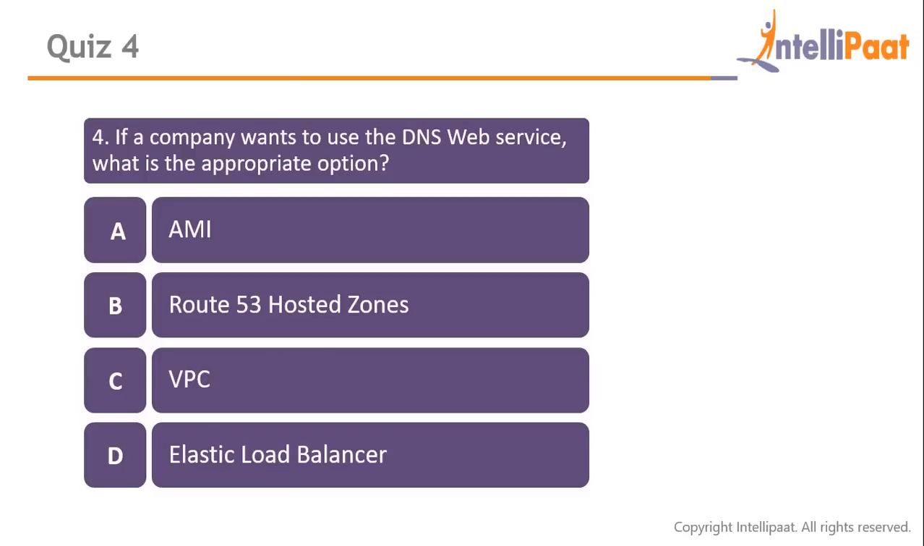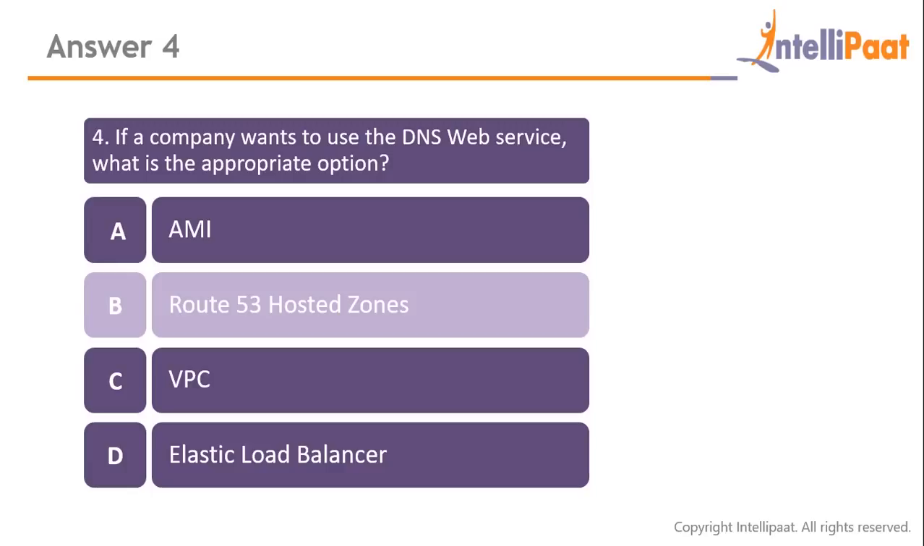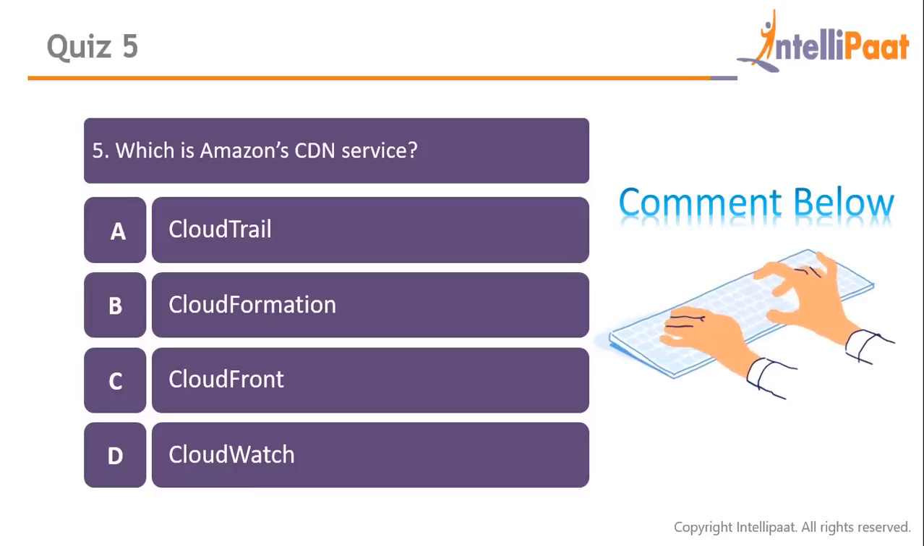And moving on. The fourth question is, if a company wants to use the DNS web service, what is the appropriate AWS service for them to use? So I have told you what a DNS resolver is and what service is provided by AWS for this particular option. So I guess you have guessed it already. It is Route 53's hosted zones. And finally, the last question is, which is Amazon's CDN service? CDN is a content delivery network.